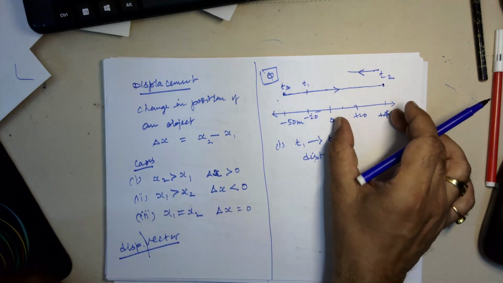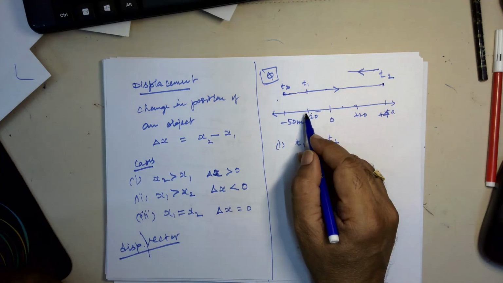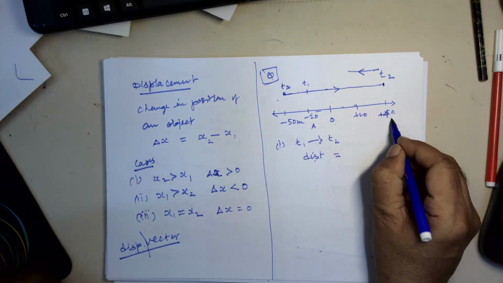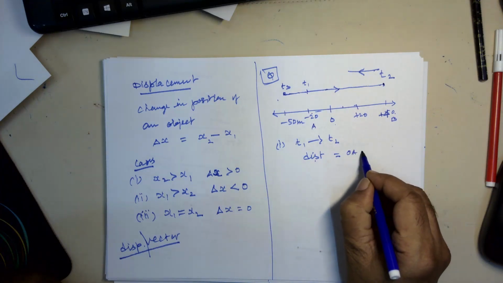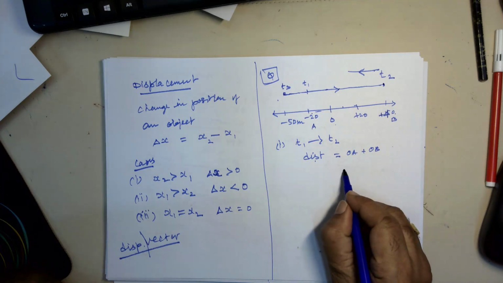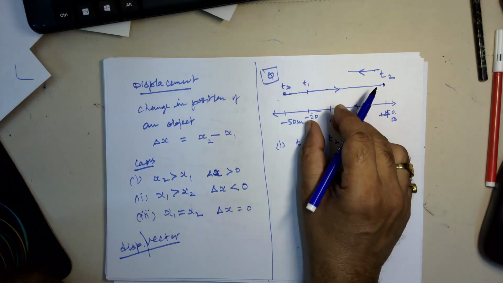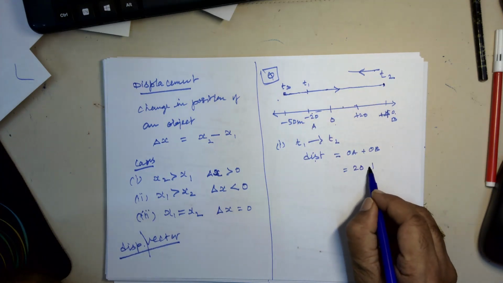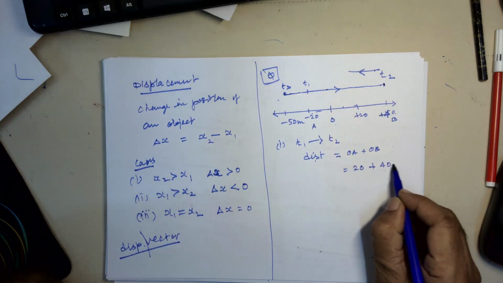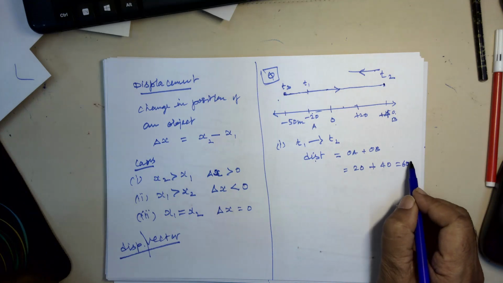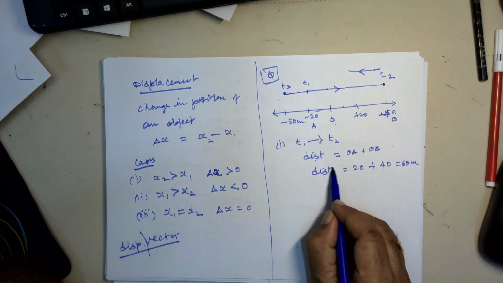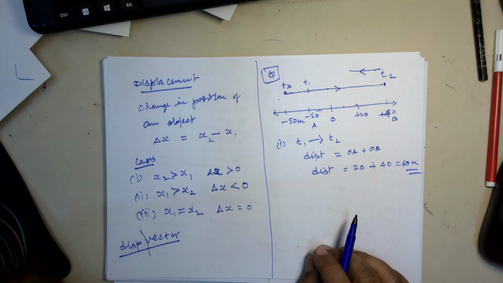Plus this 40, right? So when I put this as A, this is O, this is B, it means OA plus OB, right? You have to straight away add. What is the distance traveled here? 20. Plus what is the distance traveled here? 40. So totally 60 meter. So this is the distance traveled. So the distance traveled is 60 meter.